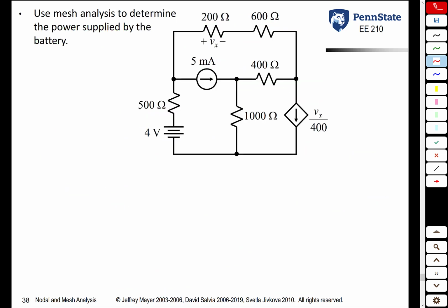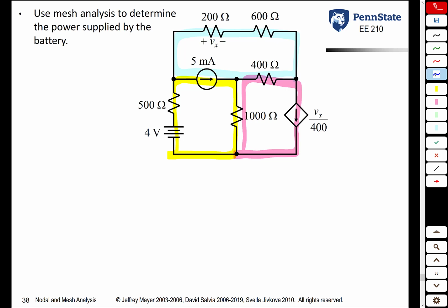Here's a more complicated circuit that has a dependent source, so let's do the algorithm for this one. First step is always the same. You identify your individual meshes. There's one there. There's one there. There's one there. Then you look at each mesh and determine whether you know the current. If so, you write it down. If you don't know the current, you write it as a variable.